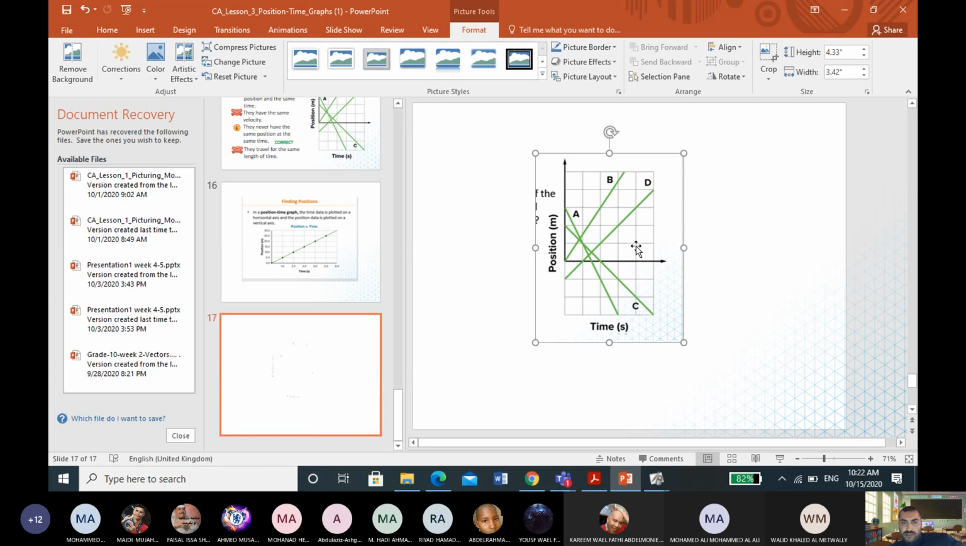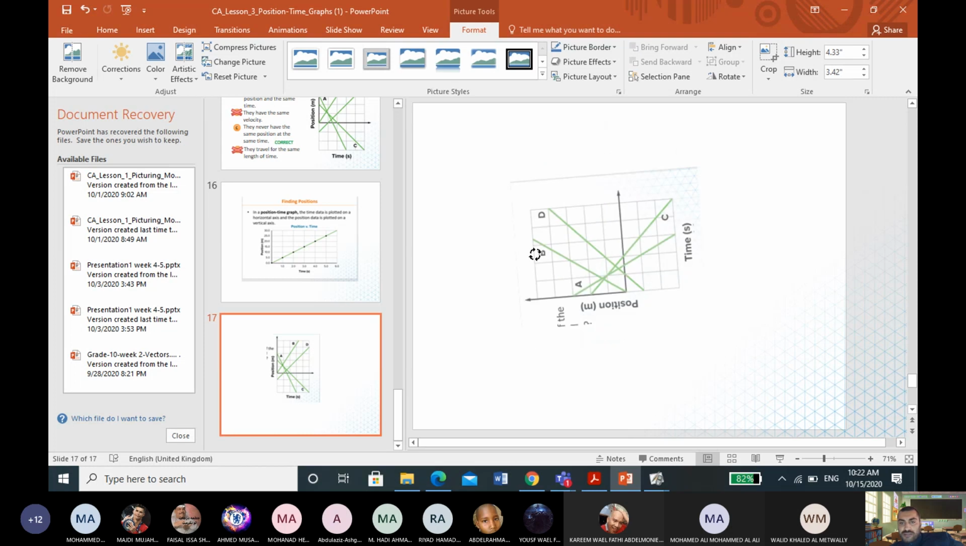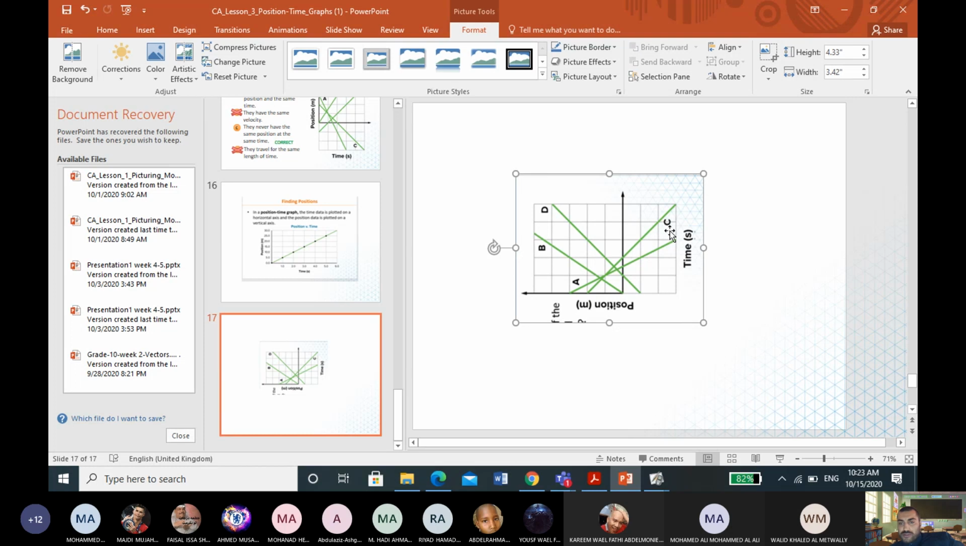Just see this, guys. The thing that I did here: let's see it in this way, with the y direction here. Okay, so now is C going upward or downward? Up. That's it. You get it?